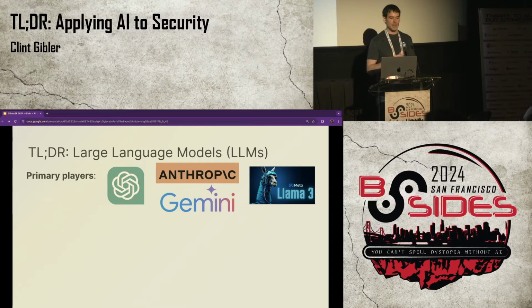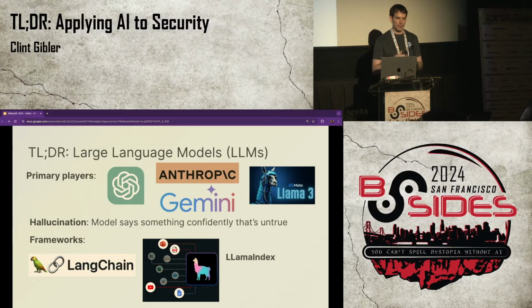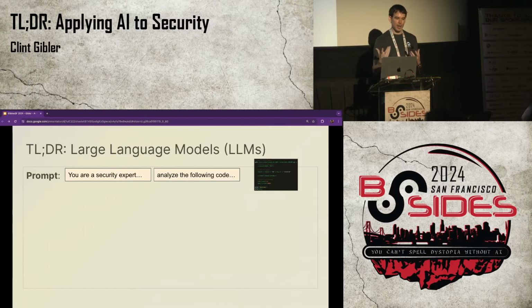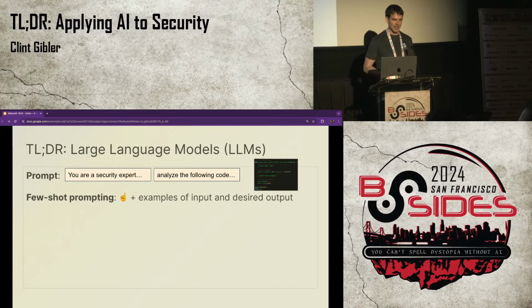There are many players in this space. Some of the main ones are OpenAI with GPT-4, Claude 3 by Anthropic, Google's Gemini, Meta's Llama 3, an open source model, and Mixtral. There are many other players; here are just a few. A hallucination is when a model says something confidently that's not true. If you're building LLM applications, you might want to consider libraries like LangChain or LlamaIndex. They're quite popular. A prompt is basically a persona, like you are a security expert, some sort of task, like review this code, and then some sort of input, like the code that you want it to analyze.